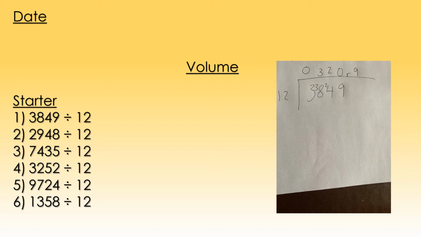Now you can see on the side, I've had a go at the first one for you, using the short method. We've looked at how many 12s go into 3, well none, so let's carry that 3. How many 12s go into 38? 12, 24, 36, that's 3, but you've got 2 left over because you have 36, but the number's 38, so you carry that 2. How many 12s go into 24? 2. How many 12s go into 9? 0. So that would be your answer.